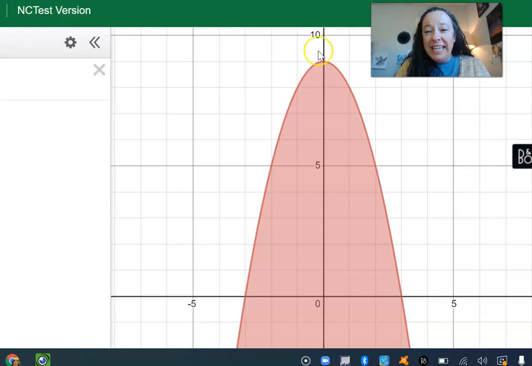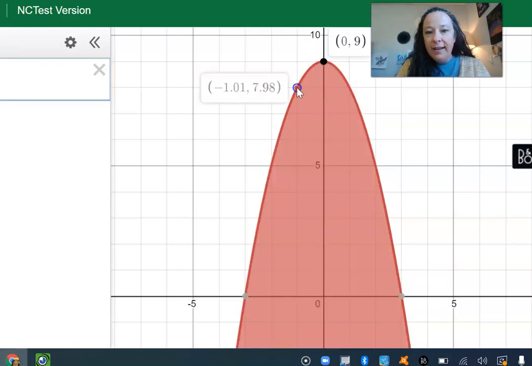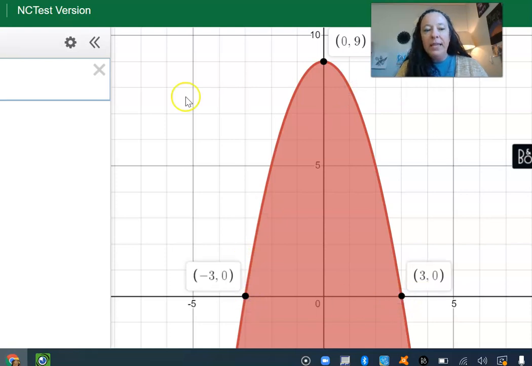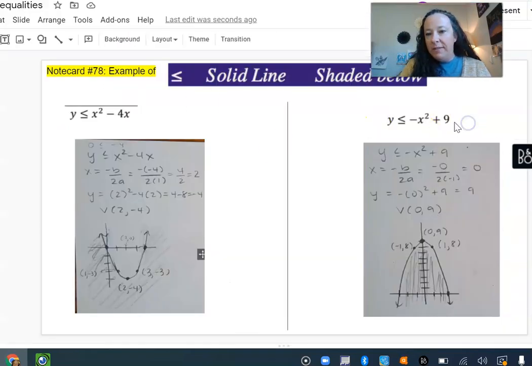And just so you can see it, this is it in Desmos. We had our vertex at (0, 9). Yikes, (-1, 8), and (1, 8). And yes, my x-intercepts were -3 and 3. I knew that because there was no b term, and taking the square root of 9 would be 3 and -3. But anyway, there we go. Pause me and finish up this note card. We have one more note card to go. Pause me.